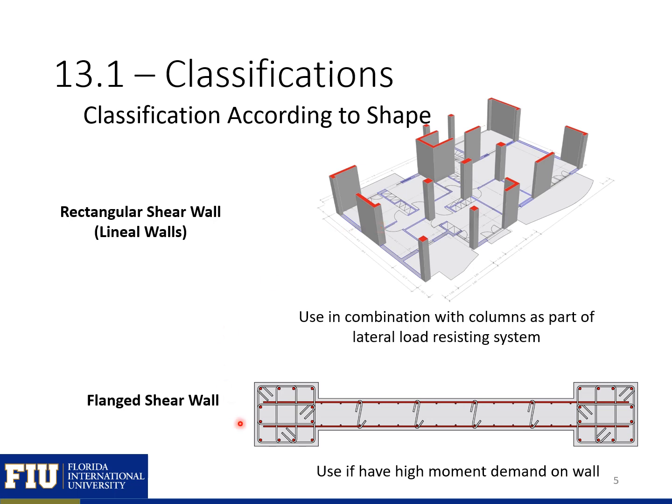Here we have a flanged shear wall, and you can use flanged shear walls when you have a high moment demand on a wall or need increased ductility of your wall. So here we're concentrating reinforcement in the end, and we can add confinement reinforcement around our longitudinal reinforcement, which gives us additional ductility in our wall and a higher moment capacity.